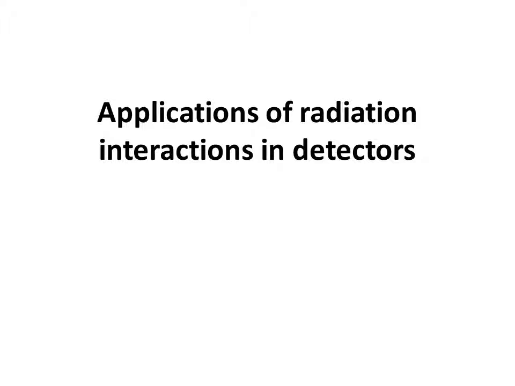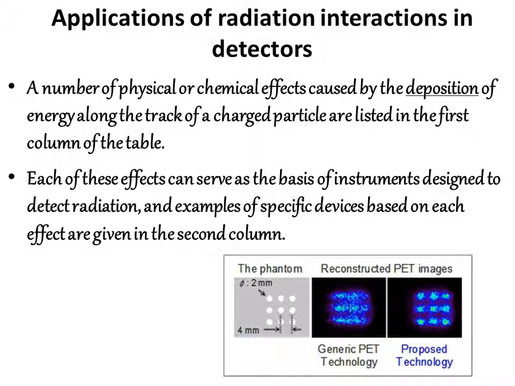So next is the application of radiation interaction in detectors. A number of physical and chemical effects are caused by the deposition of energy along the track of the charged particles. Okay, so next you will be having the tableau column. Each of these effects can serve as the basis of the instruments designed to detect the radiation, and the examples of specific devices based on each of these effects are given in the second column.